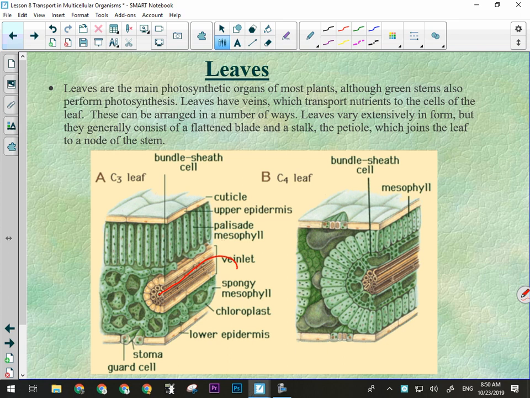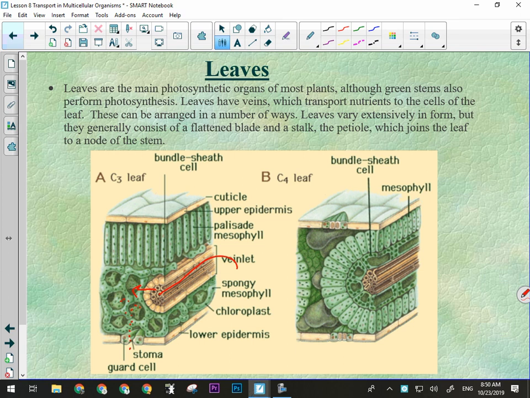As water evaporates out of the spongy layer through the stomates, the minerals that were absorbed along with it from the soil get left behind in the spongy layer, increasing the concentration of salts in the spongy layer. As a result, water naturally moves out of the veins and into the spongy layer by osmosis.